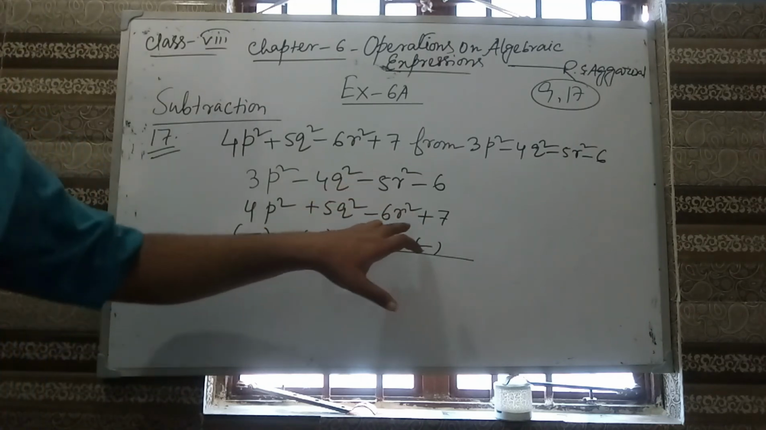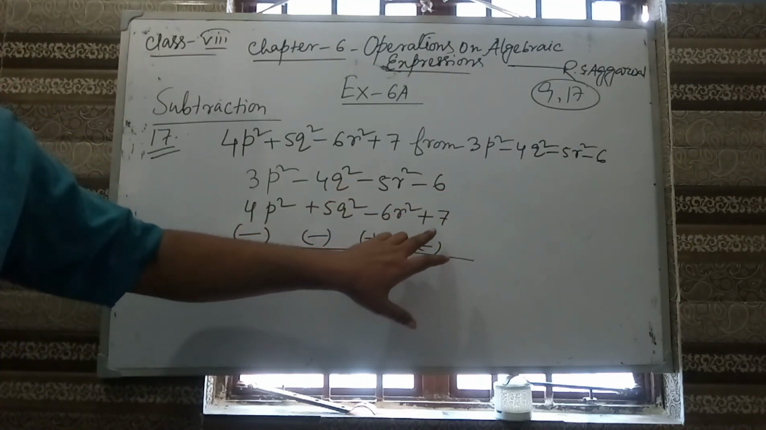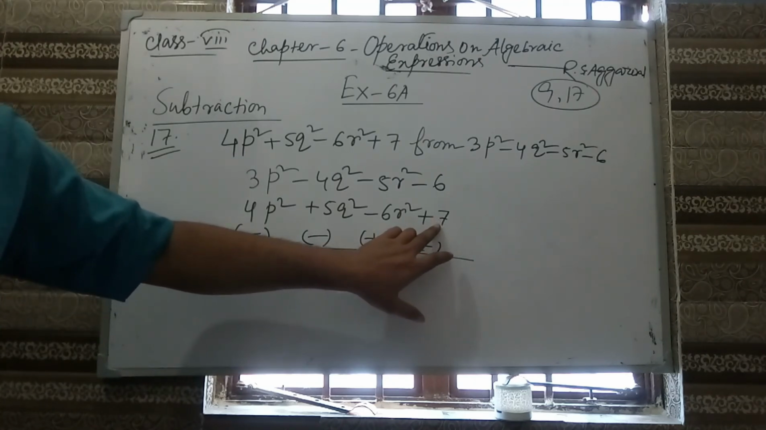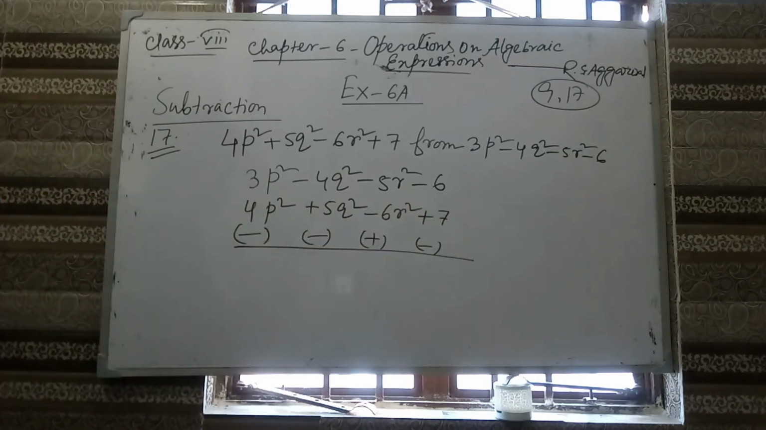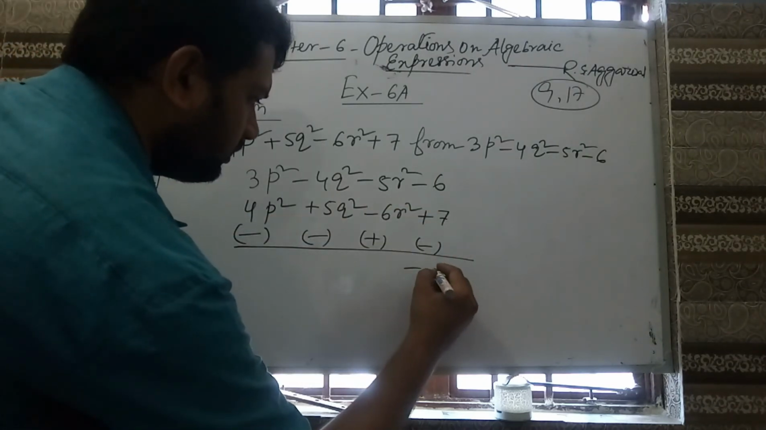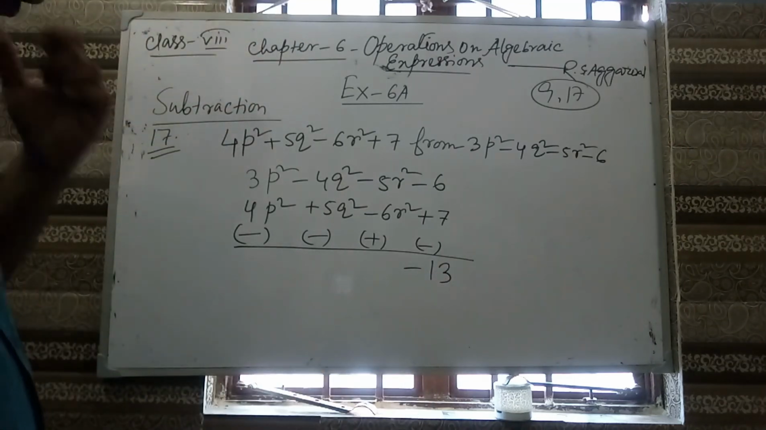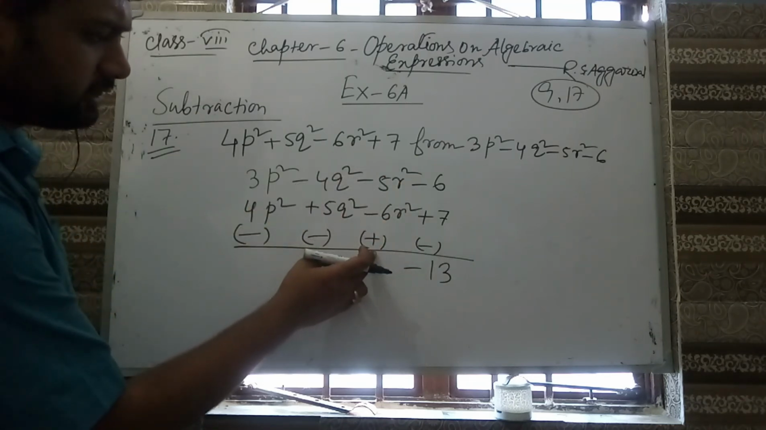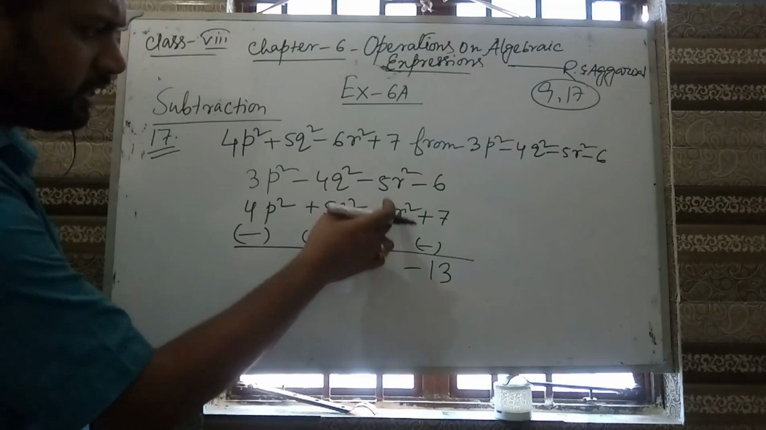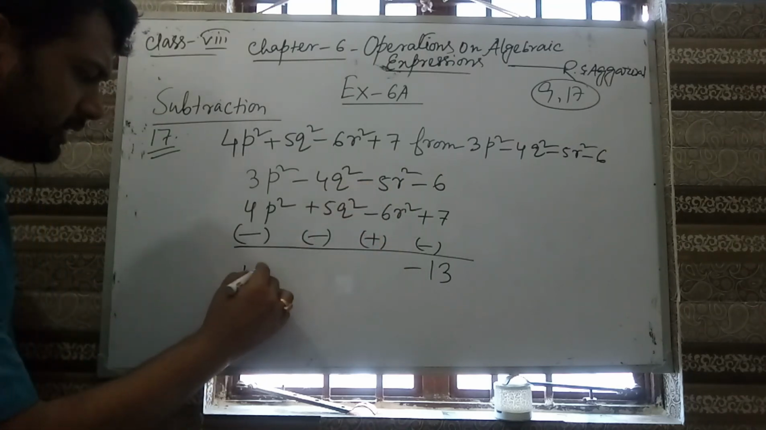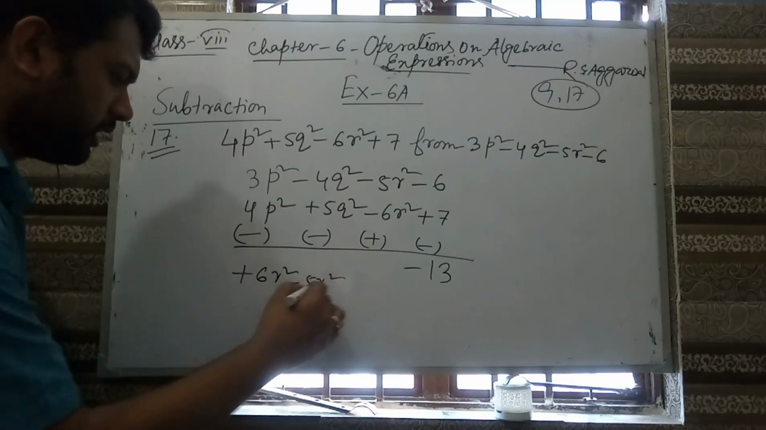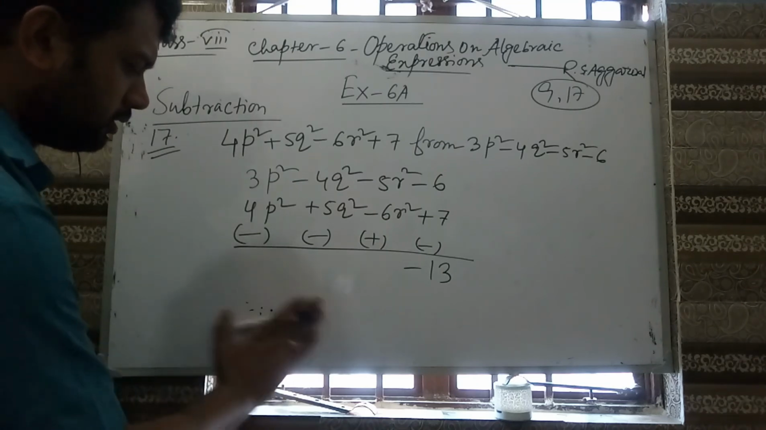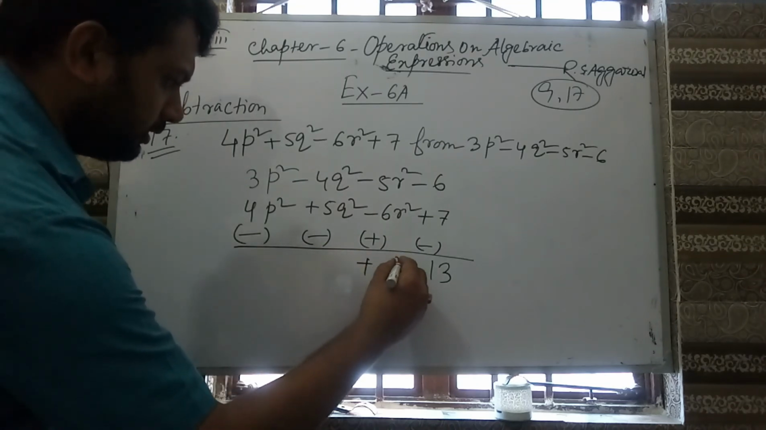So we will not take plus sign for 7 now. What will be the sign of 7? It will be minus 7. Okay? This sign is the present sign of this number. So minus 7 and minus 6 gives you minus 13. Next is minus 5r square, and this is plus now. So plus 6r square and minus 5r square gives you only r square, or 1 into r square. So it will be plus r square.